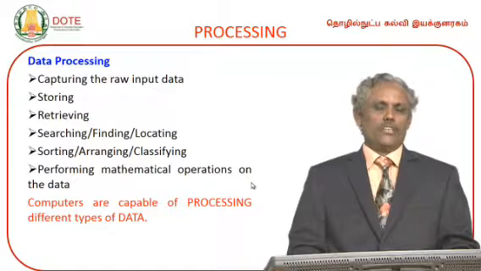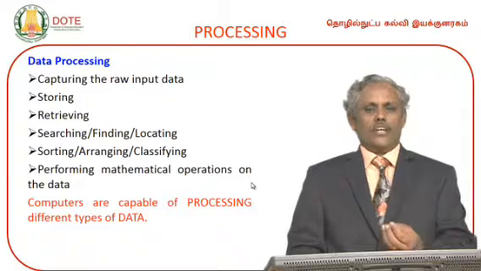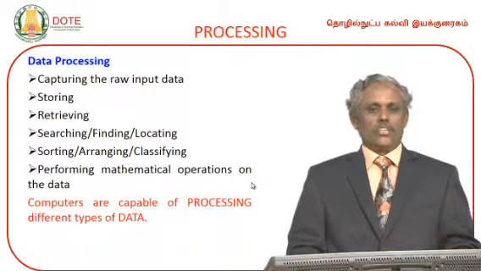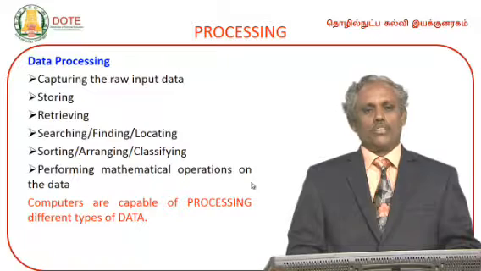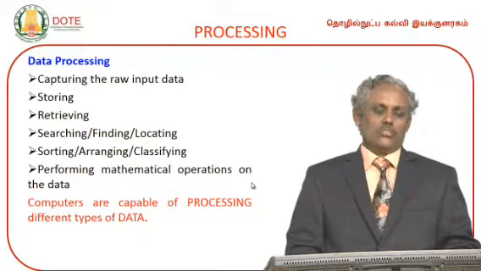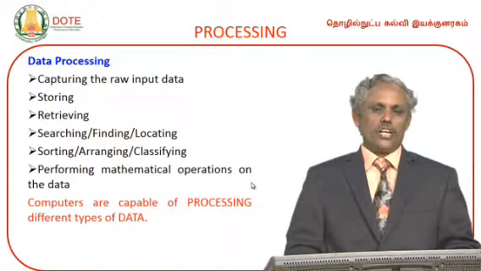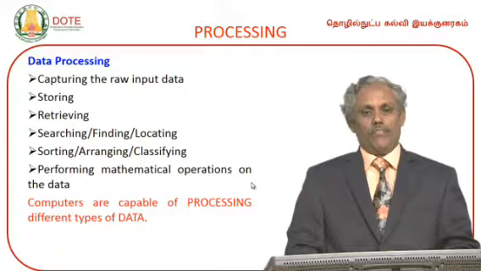We can group the information according to some criteria or some basic values. For example, the student information can be classified into different branches. Next, the computer performs some mathematical operations on the data. So, performing arithmetic operations or trigonometric operations, applying functions on those data, are also processing.